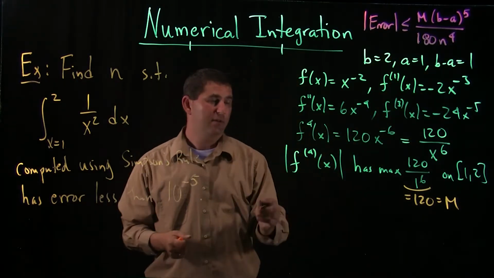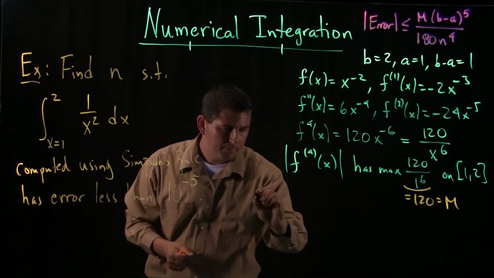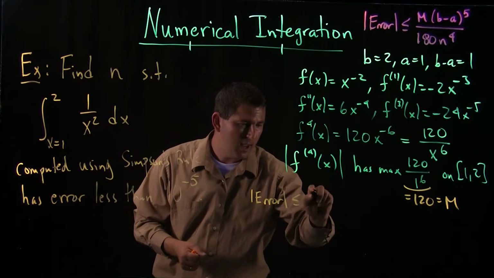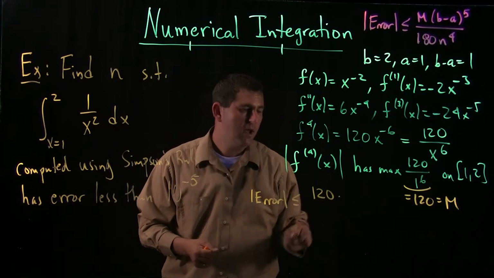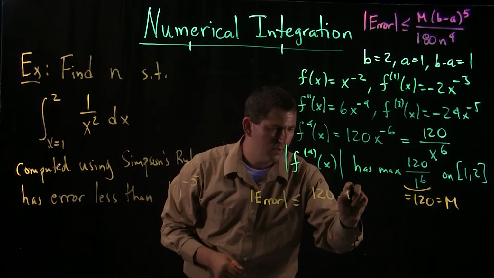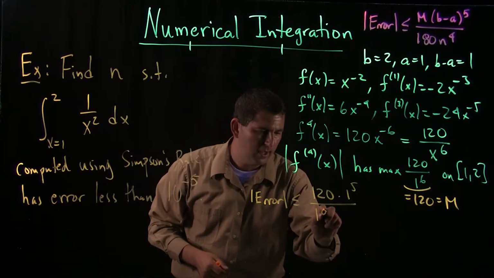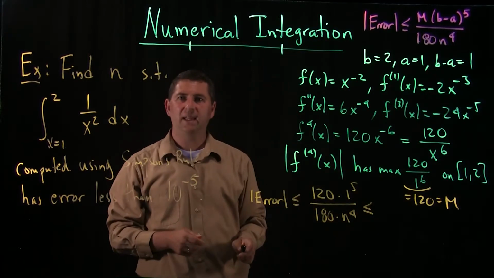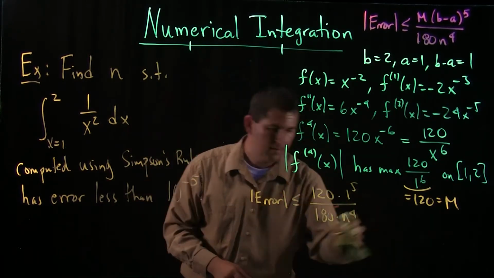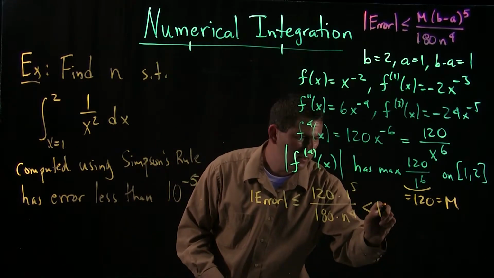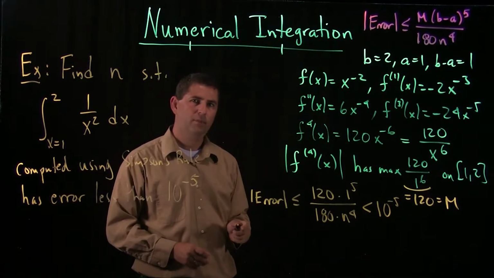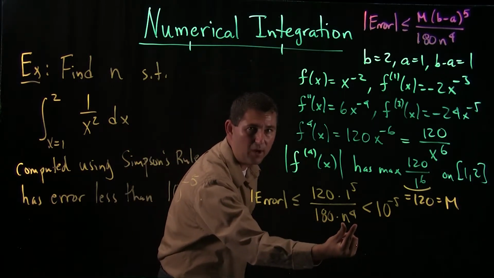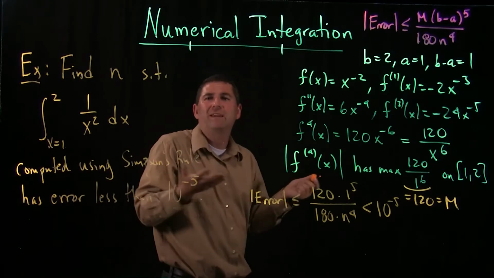Okay, fine. So we have our M. Let's see, we have our error first. We know that's bounded by our M, which is 120, times our (b minus a) to the 5th, that's just 1 to the 5th, over 180 times n to the 4th. And I want this to be less than 10 to the negative 5. In order to do this, I just need to solve this equation for n. This is not really that complicated.